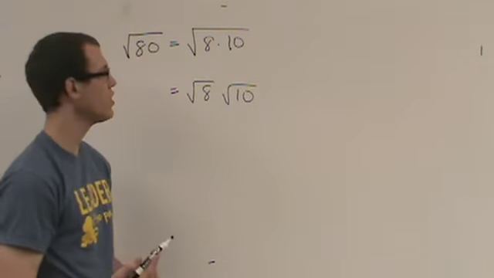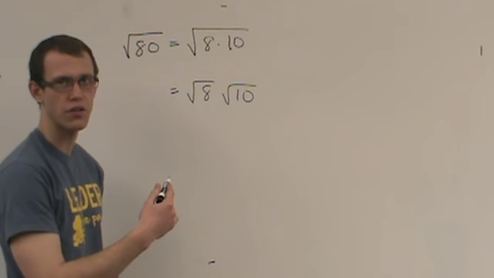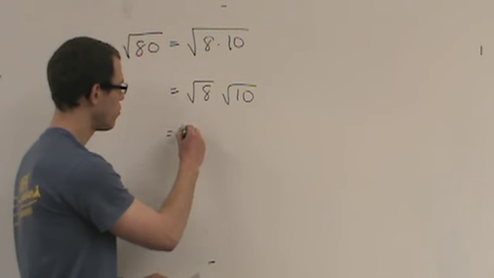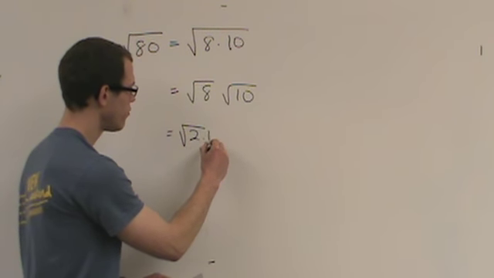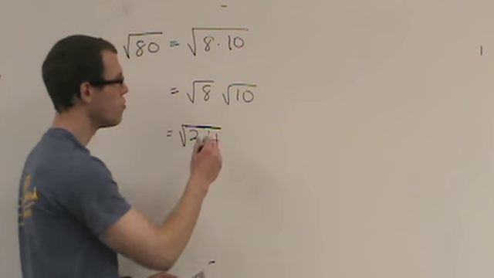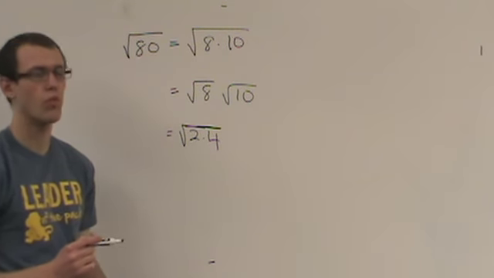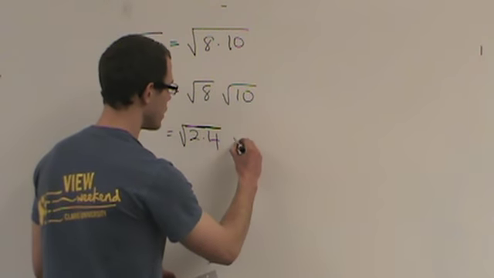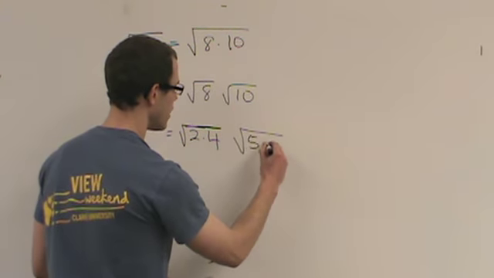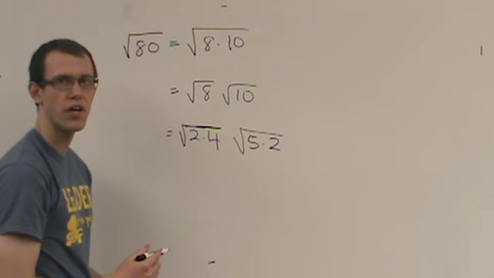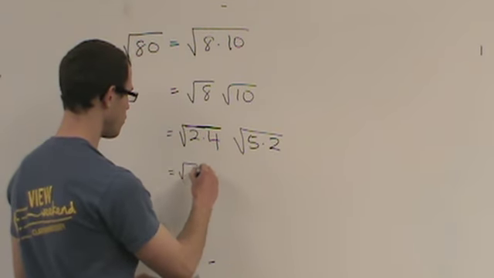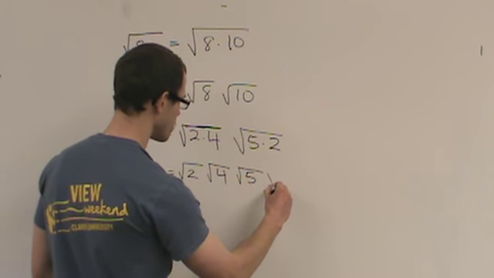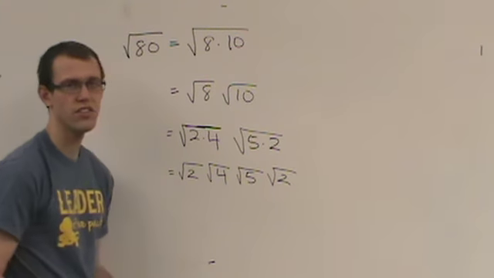Next, you want to continue breaking down these radicals. So what multiplied by what equals 8? How about 2 and 4? Well, then we move on to the square root of 10. What multiplied by what equals 10? This way, the square root of 5 times 2. Now again, break them into their own houses. Square root of 2, times the square root of 4, times the square root of 5, and the square root of 2. But hey, let's stop right there.